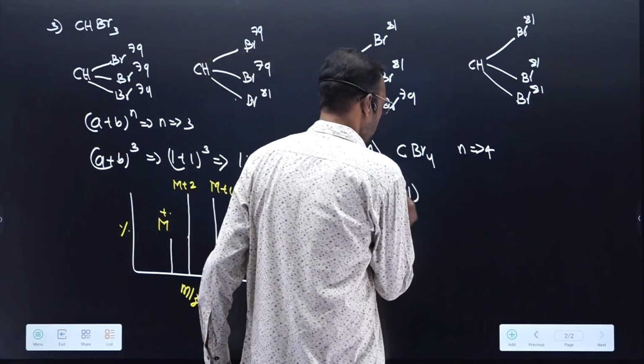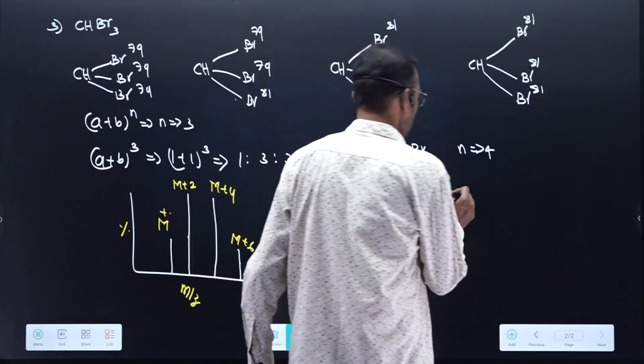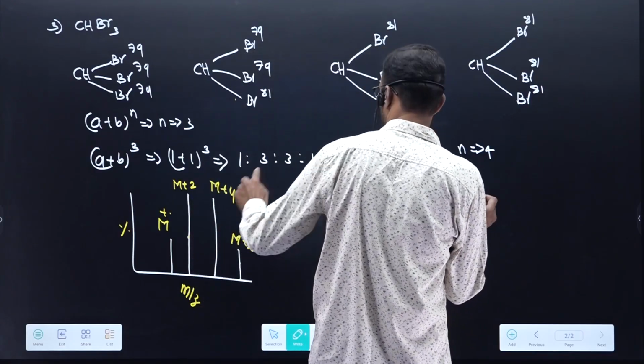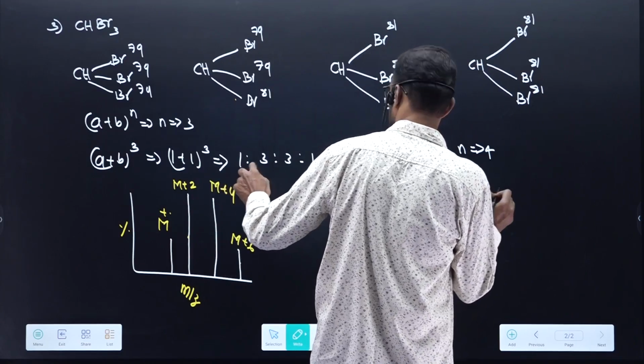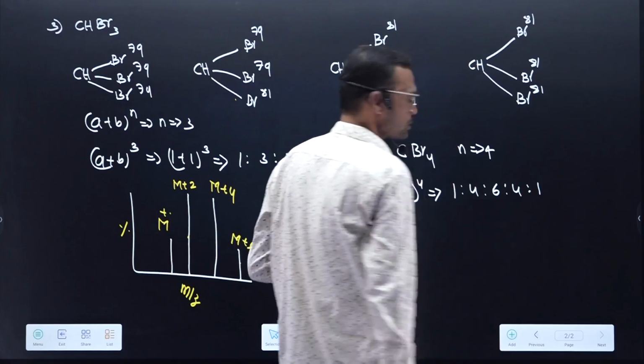So (1 plus 1) to the power 4. Now (A plus B) whole to the power of 4. So I can write like this: 1 plus 1 is 2. Then add this 2. 3 plus 1, 4. 3 plus 3, 6. And 3 plus 1, 4. And here 1. Like this also we can get the answer.